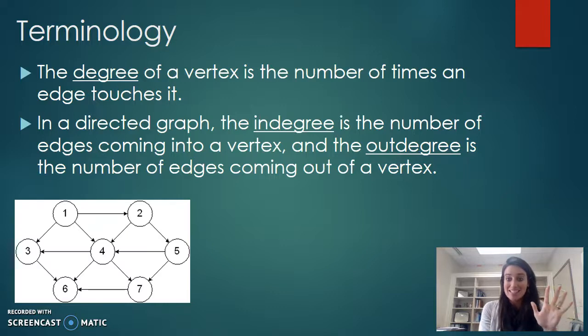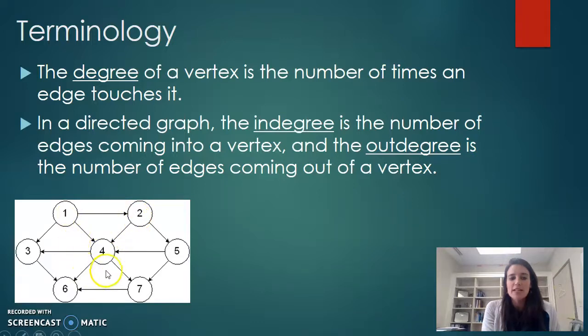So let's look at an example. So let's focus in on vertex 4. This graph has 7 vertices represented by these circles, and it's a directed graph because each edge has an arrow pointed on it, giving a direction. So, for example, to read this, I have a relationship from 1 to 2, but I do not have a relationship from 2 to 1 because I don't have an arrow pointing that direction.